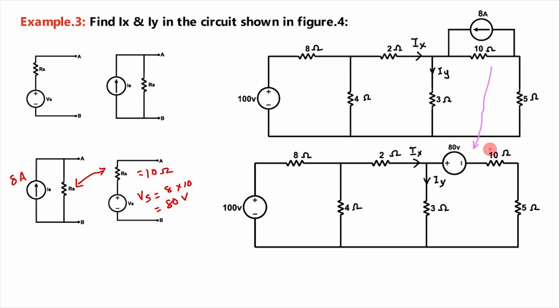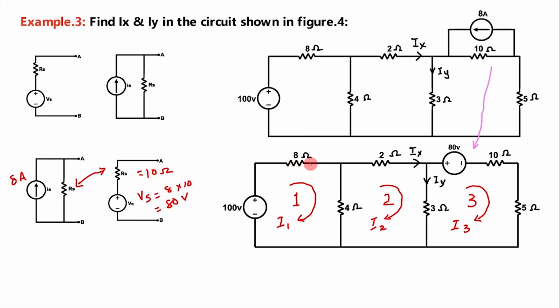Now, as in the earlier examples, we will solve it using mesh analysis. For that, we will mark the meshes. Here 3 meshes are there. We will mark them as 1, 2 and 3. Then the mesh current in 1 is I1, the mesh current in 2 is I2 and the mesh current in 3 is I3.